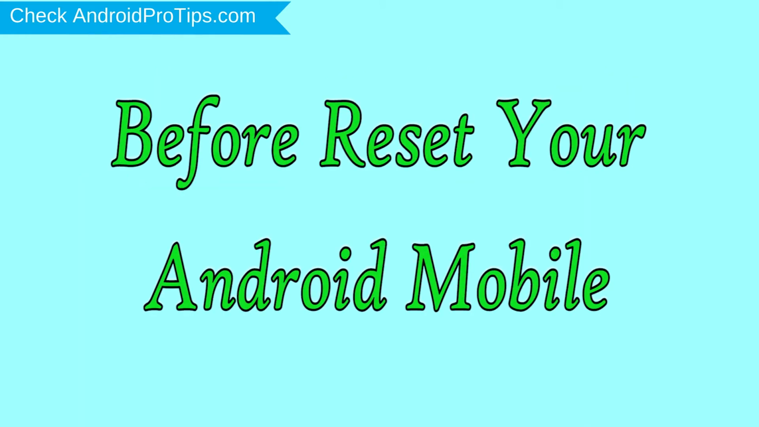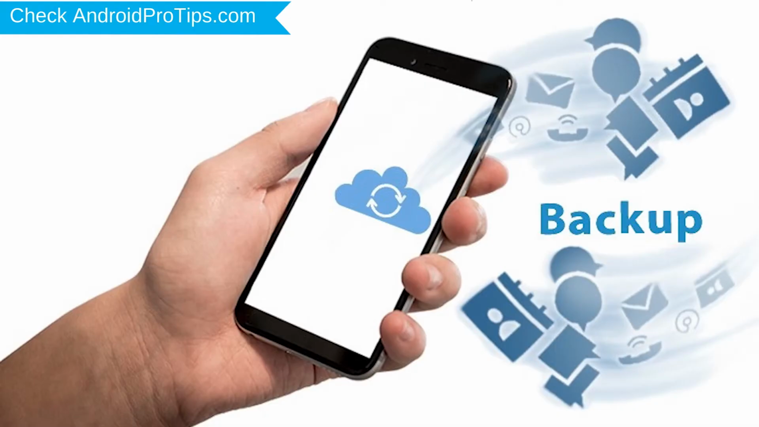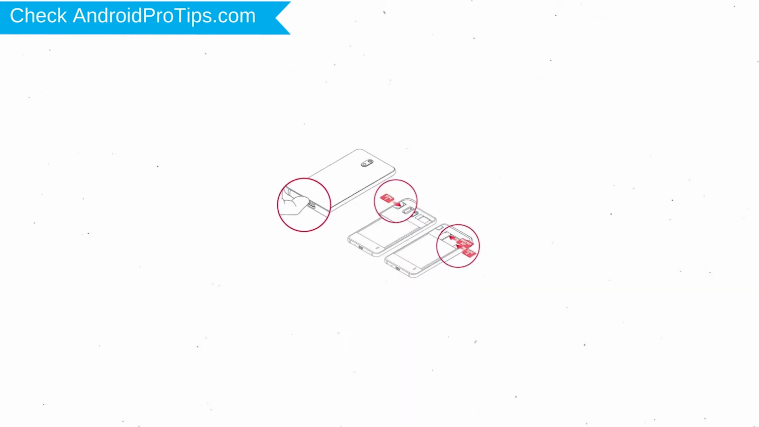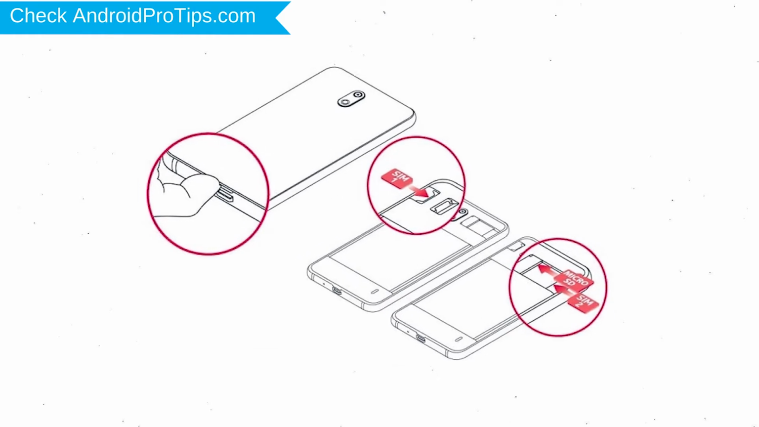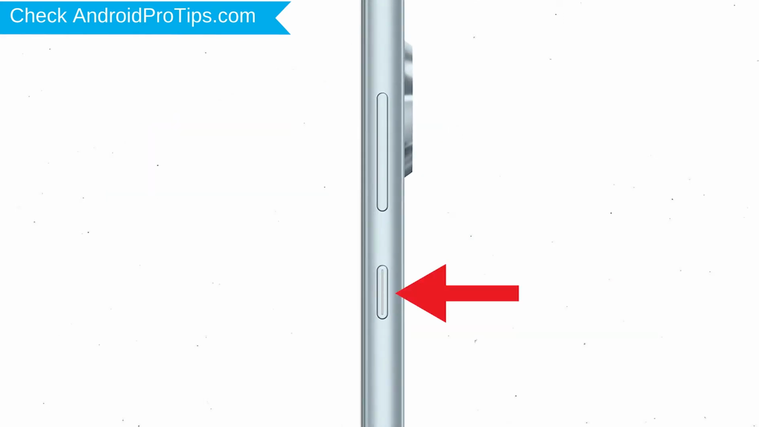Before you reset your mobile, charge it if the battery is less than 50%. You need to make sure that the data on your device is backed up so you do not lose valuable photos or documents. Reset deletes all your mobile data, so you had better back up all important data and remove SIMs and SD card. Power off your mobile by holding the power button.